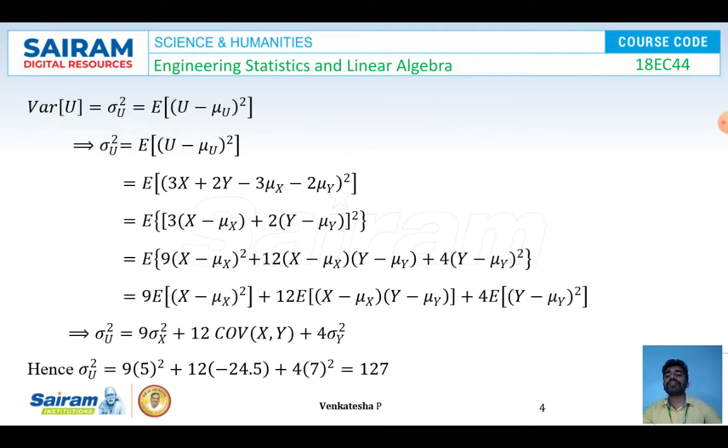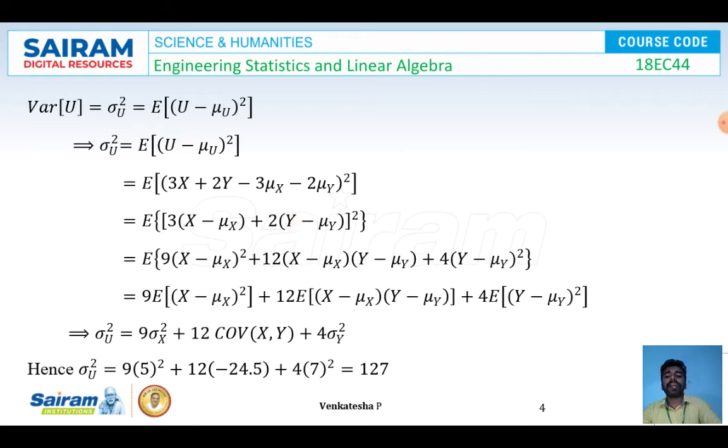The formula for variance of u is given by sigma u square is equal to expectation of u minus mu u whole square. So replacing u as 3x plus 2y and mu u as 3 mu x plus 2 mu y, I got the equation expectation of 3x plus 2y minus 3 times of mu x minus 2 times of mu y whole square. So taking 3 common from 3x and 3 mu x, I got 3 times of x minus mu x. Taking 2 common from this, I got 2 into y minus mu y.